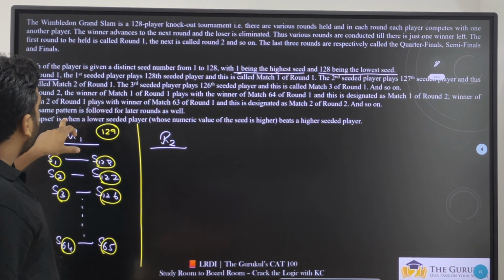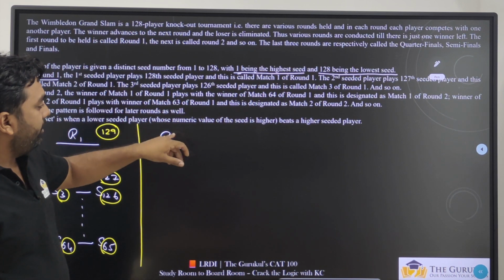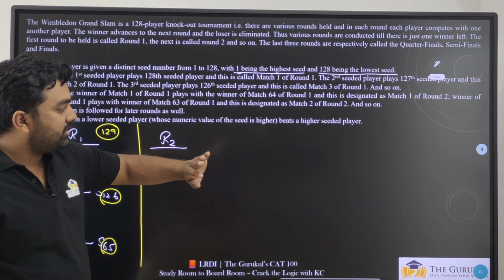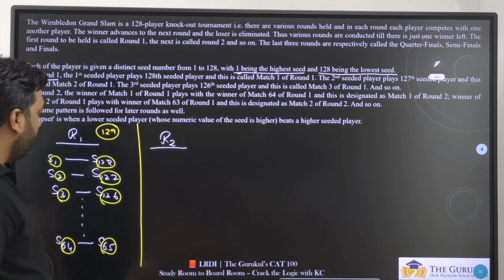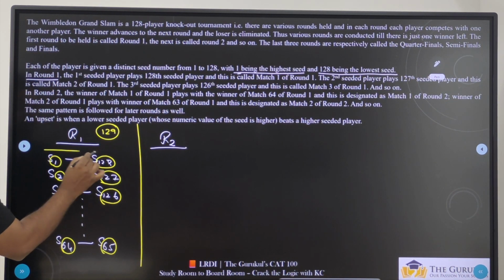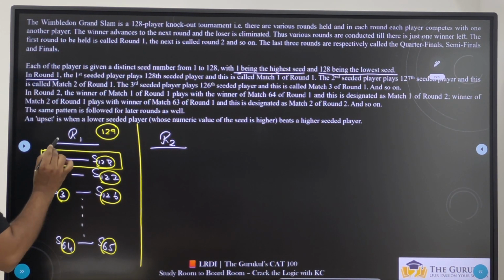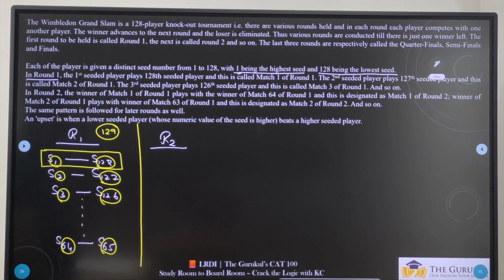An upset is when a lower seeded player, whose numerical value of the seed is higher, beats the higher seeded player. For example, if seed 1 and 128 are playing, who should win? Seed 1 is the first rank player, seed 128 is the 128th rank player. So obviously we all assume the seed 1 player will win the match. If seed 128 wins, then it is called an upset.